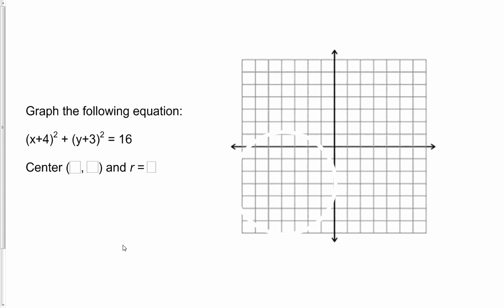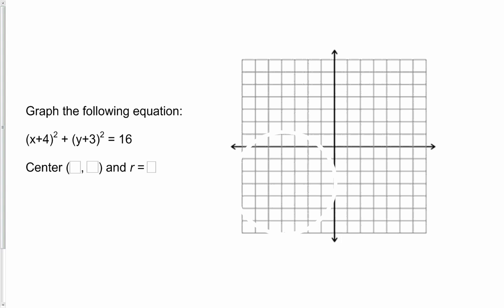Now we're going to be given an equation for a circle and need to graph it. So let's graph the following equation: (x + 4)² + (y + 3)² = 16. In order to do this, you just need to work in the reverse process of finding the equation from a graph. So you need to find the center and the radius given the equation.